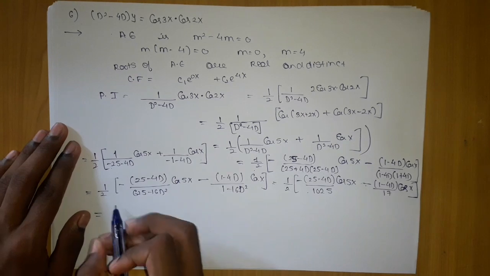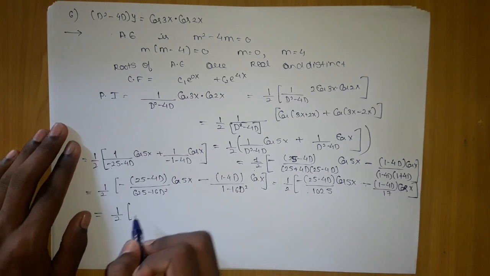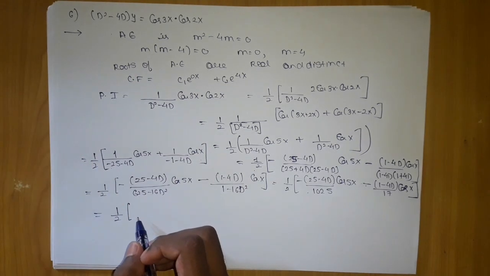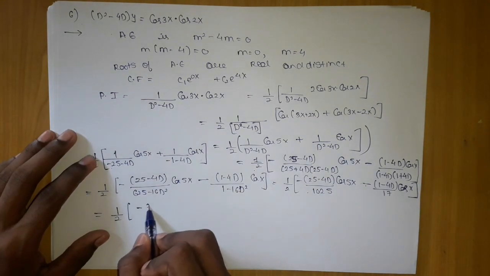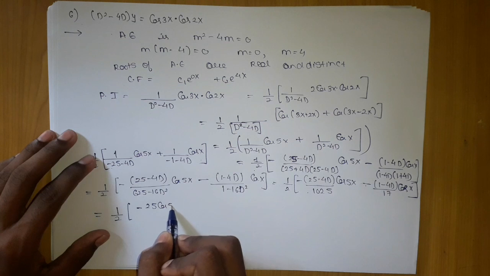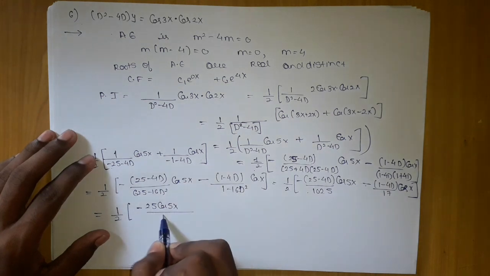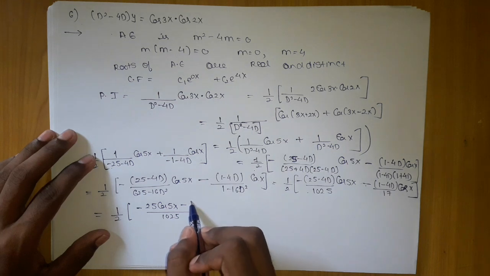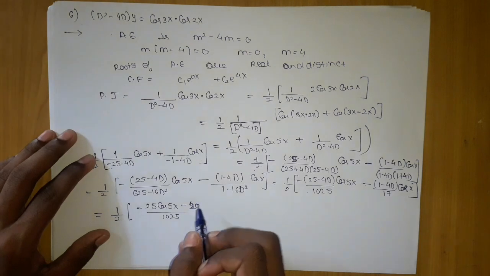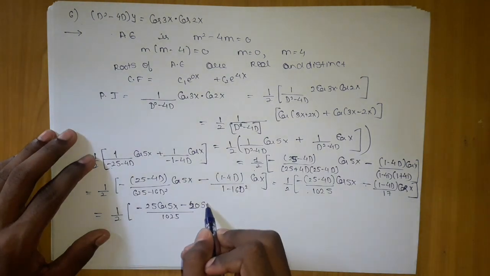Now here we will write them properly. If I multiply all the things, what we are going to get is 25 cos 5x over 1025 as it is, and when 4d is applied as differentiation, it will make it 4 into 5. 4 into 5 means 20. Differentiation of cos x is sin x, so sin 5x.